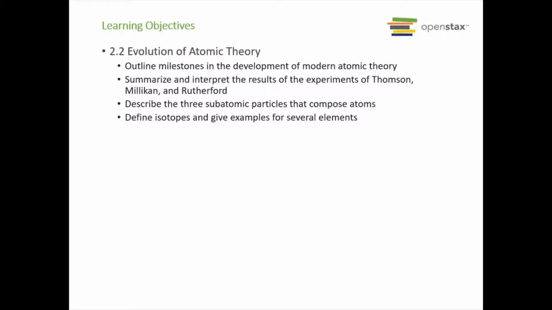All right, now we are on 2.2, Evolution of Atomic Theory. So in this section, we are going to outline the milestones in the development of modern atomic theory, summarize and interpret the results of the experiments of Thomson, Millikan, and Rutherford, describe the three subatomic particles that compose atoms, and define isotopes and give examples for several elements.